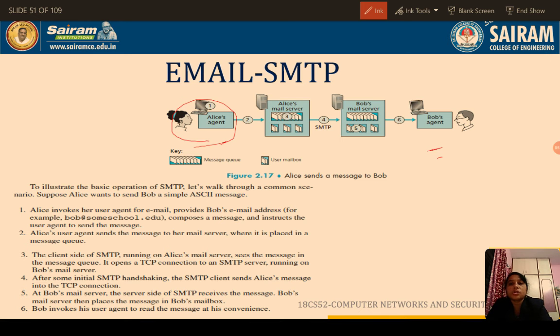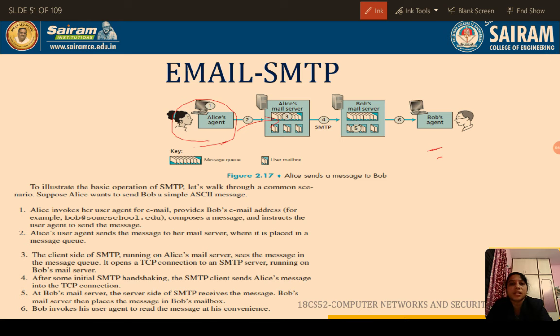I have to send the mail. Means what I should do is I have to invoke my user agent. That is, I have to get into the Gmail and I should compose the message and I have to send it to my friend whose mail ID is bob at gmail.com. Once that is done, what happens? Alice's user agent sends the message to my mail server.